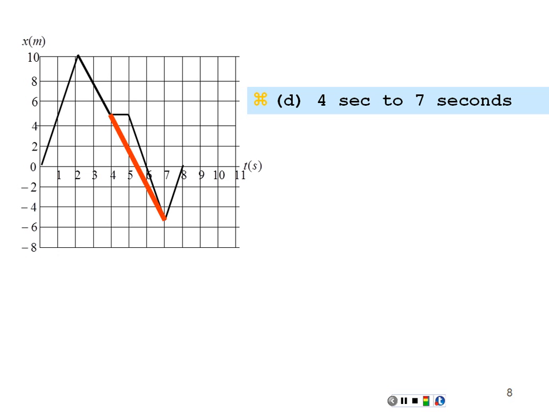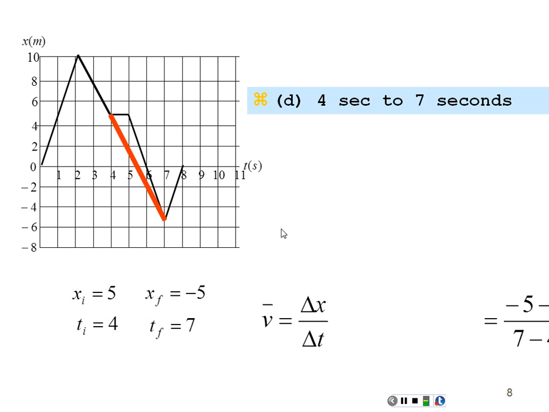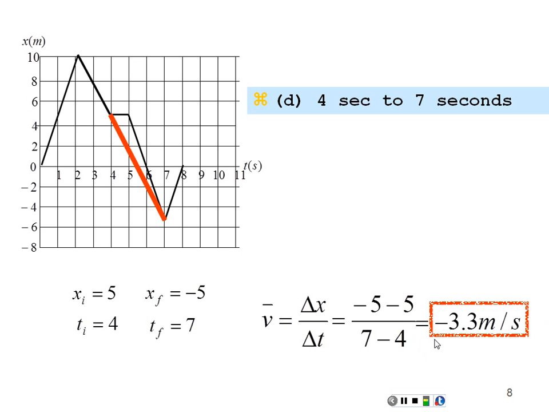From 4 seconds to 7 seconds, again, my initial position is x equal to 5 on this graph, at t equal 4 seconds. My final position, if I look at this graph, will be x equal to negative 5, at t equal 7 seconds. My average velocity is my final position, negative 5, minus my initial position, 5, over 3 seconds. That would be negative 10 over 3, or negative 3.3 meters per second.